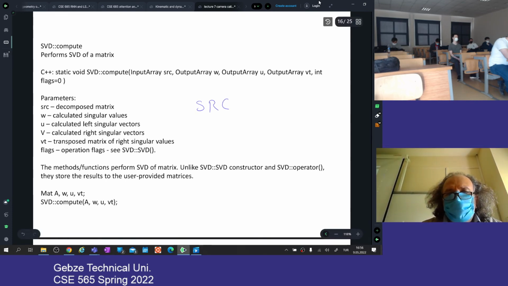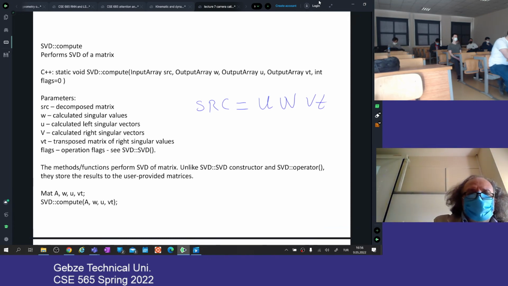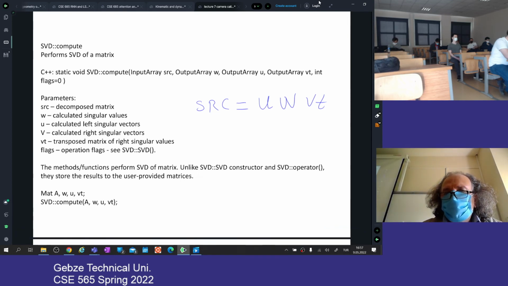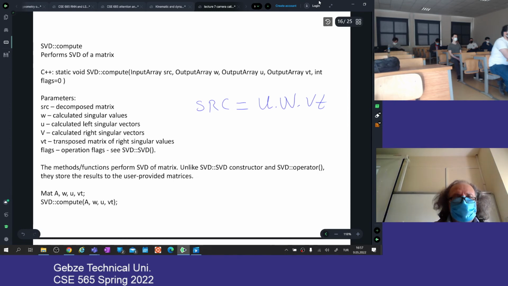The decomposed matrix gives the calculated singular values W, the calculated left singular vectors, and the calculated right singular vectors. So this is U and this is VT. Actually, VT is the transpose version of V. V and VT are the same thing, one is a transpose version of the other.